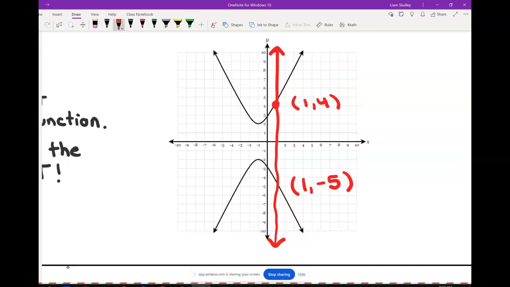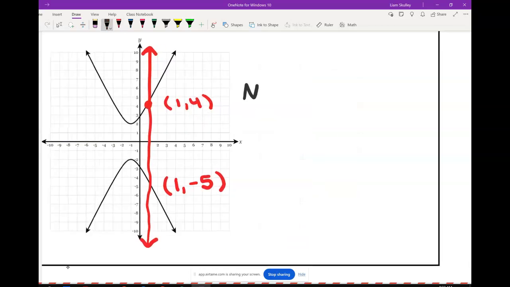So why I'm labeling these points is just to see, now we can say, okay, this fails the definition of a function. 1 has an output of 4. 1 also has an output of -5. Because inputs and outputs can also be represented, like we said yesterday, as points on a graph. So we would just say, no, this is not a function.